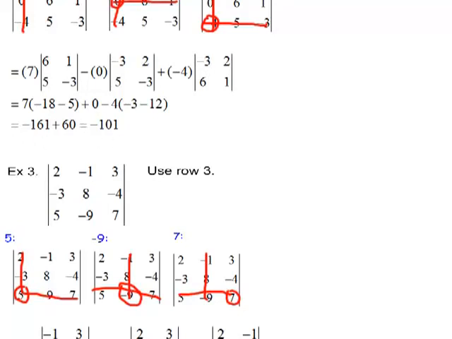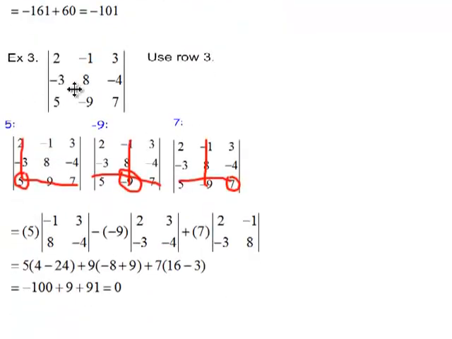Okay. Example number 3, using the third row, 5, negative 9, 7. Cross out the first column, third row, so the submatrix will be negative 1, 8, 3, negative 4. Negative 9, cross out third row, second column, you get 2, negative 3, 3, negative 4. 7, cross out the third row, and 7 actually should be the middle column. So wait a second. Just fix it. So 7, you cross out the third column's last row, so you get 2, negative 3, negative 1, 8.